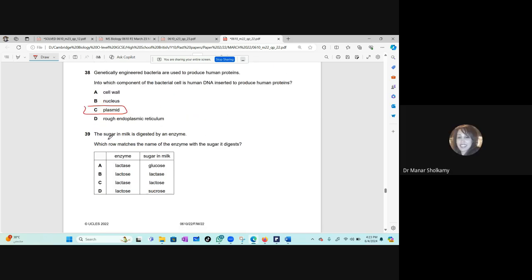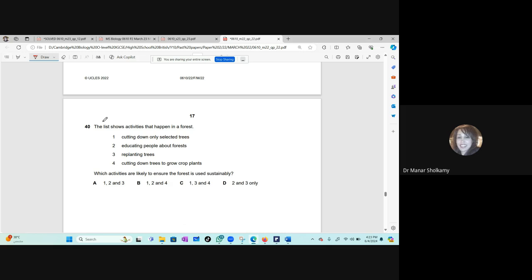Okay, the last two. The sugar in the milk is digested by an enzyme. Which row matches the name of the enzyme with the sugar it digests? Lactase or lactose. What does it break down? Lactase is the enzyme. I just gave you the answer. Yes, lactose.